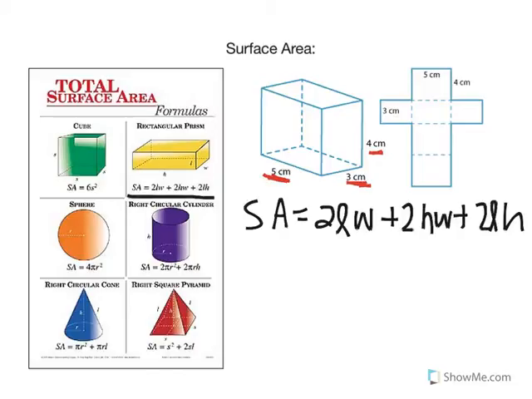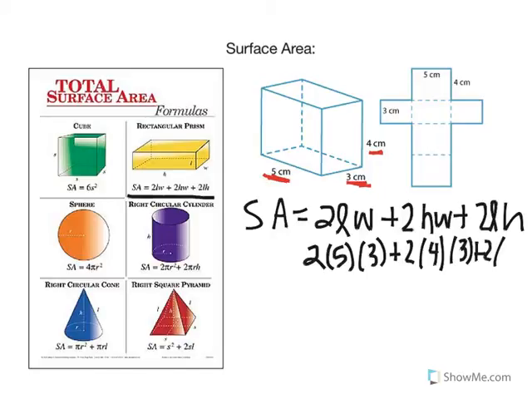So we have 2 times the length. The length we said was 5. The width, which is 3. And we're going to add that to 2 times the height, which is 4, times the width, which is 3, plus 2 times the length, which is 5, times the height, which is 4, okay? And so what you're going to have to do is multiply it all out and then add them all together. So let's do it in sections.